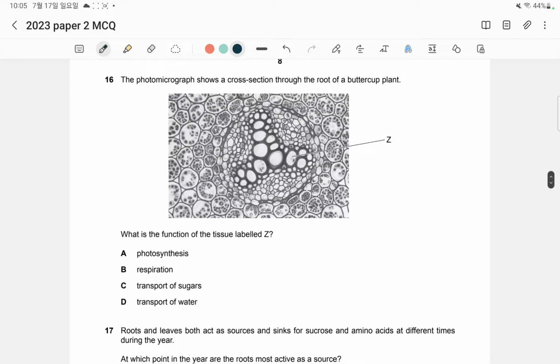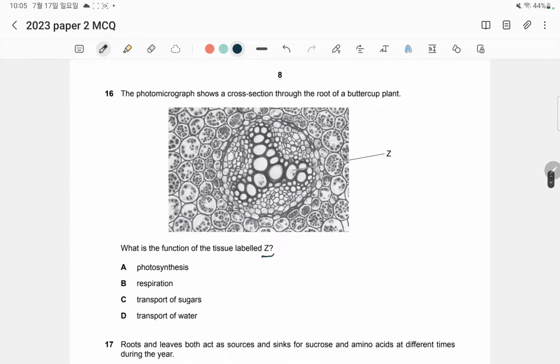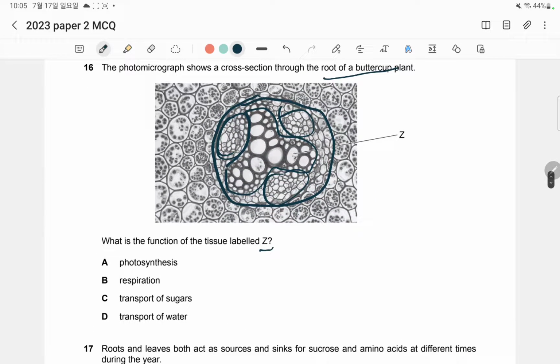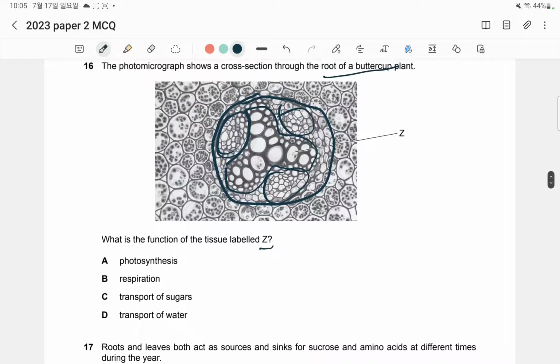Okay, what is the function of the tissue labeled Z? Now this is a cross-section of a root of a plant. And in this cross-section, this part would be the xylem vessel, and these parts would be the phloem. So the function of the xylem vessel is to transport water and minerals throughout the plant. So the answer would be D.